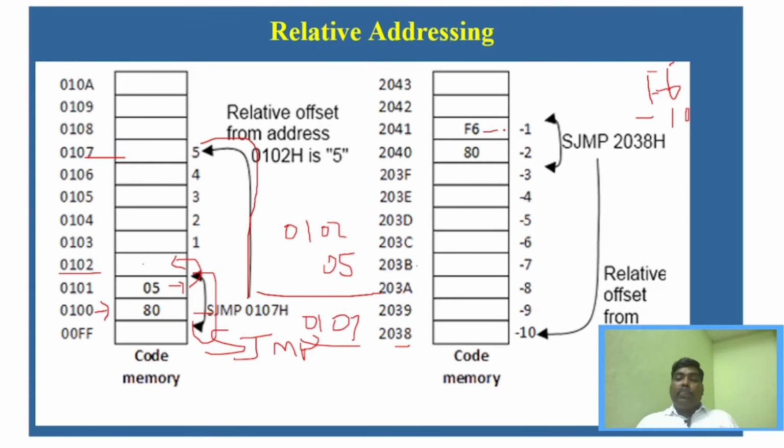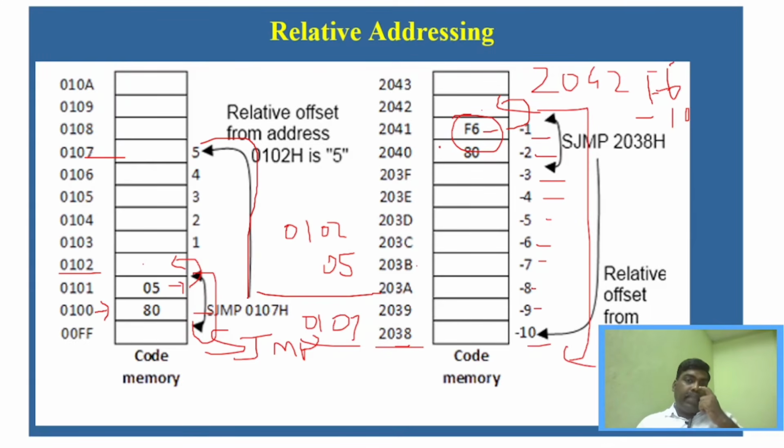From this particular jump instruction, first it will increment the program counter to 2042, and from here it will decrease by 10. That is, it will go to the address location of -10 from here. So it is -1, -2, -3, -4, -5, -6, -7, -8, -9, -10. So it will jump to 2038. So the offset value is F6, and the address location will jump to 2038. Now you understand what is relative addressing.